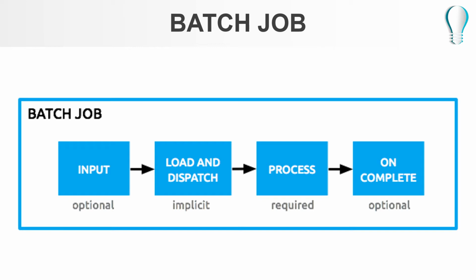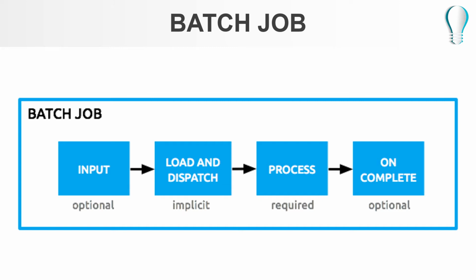But what if you have to read a file which has lakhs and lakhs of data, or you have to read a database table which again has millions of records? Your sequential flow might not be sufficient to handle such a big load. So in this case, batch jobs are used.